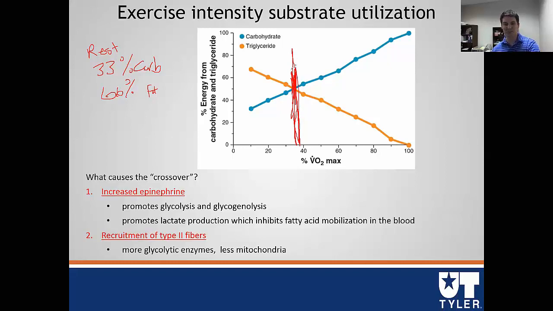This one shows it at 40%-ish, where carbohydrate and fat metabolism is pretty equal. When we measure this in the lab, what we're actually going to see is this usually occurs on this side of 50%. So somewhere closer to 50 to 60% is where we'll see what we term the crossover effect. Again, the crossover effect is the idea where fat and carbohydrate metabolism are equal due to an increase in intensity.